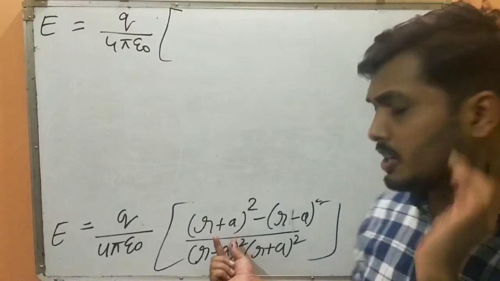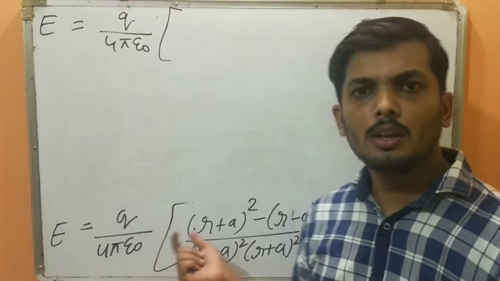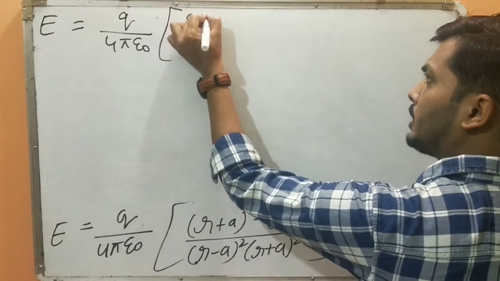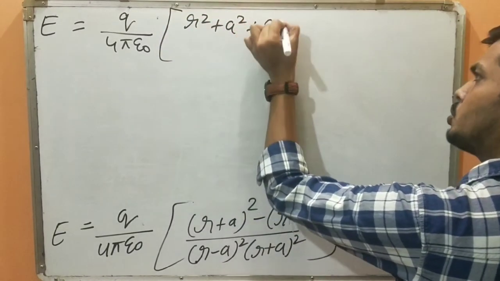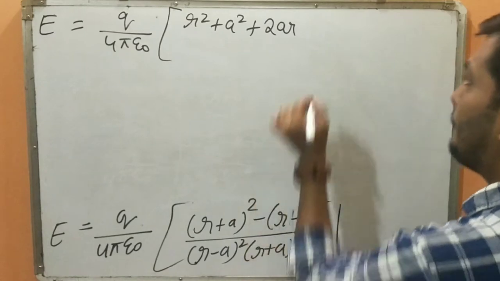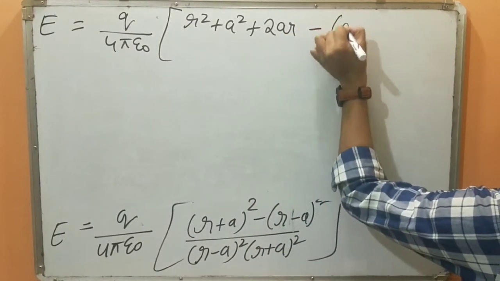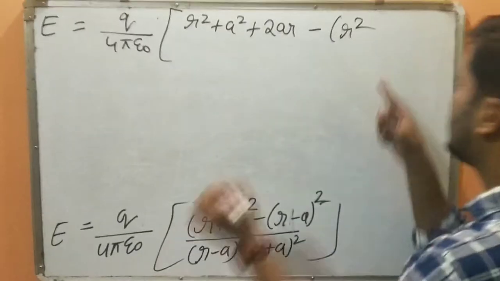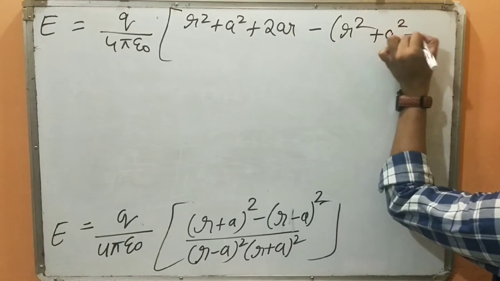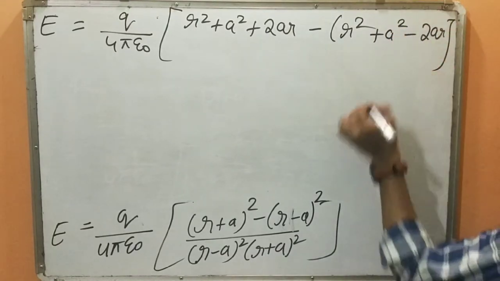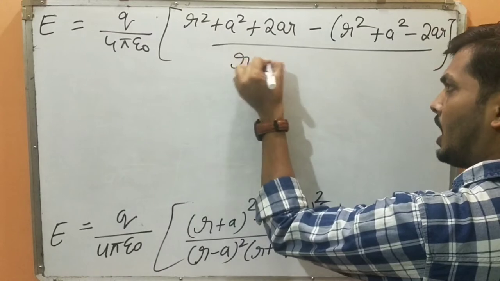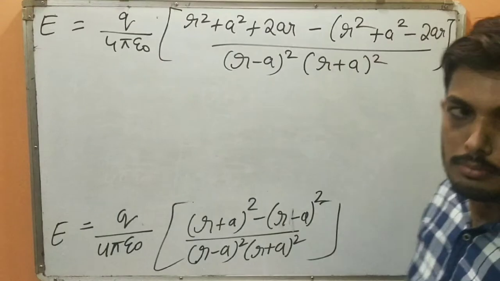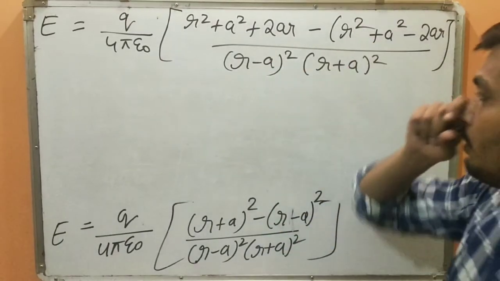Now you can split this equation. Is it in the form of a plus b the whole square? Then a plus b the whole square is a square plus b square plus 2ab. So r plus a the whole square will be what? R square plus a square plus 2ar, minus of a square, again r minus a the whole square, then a square plus b square minus 2ab. So a square plus b square minus 2ab, that is minus 2ar, whole divided by r minus a the whole square and r plus a the whole square. Are you understanding, students?